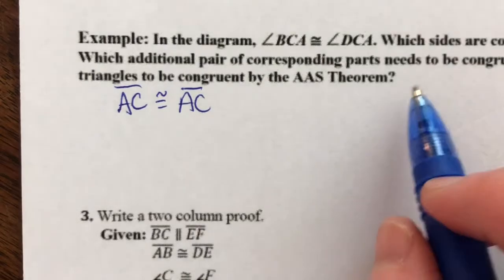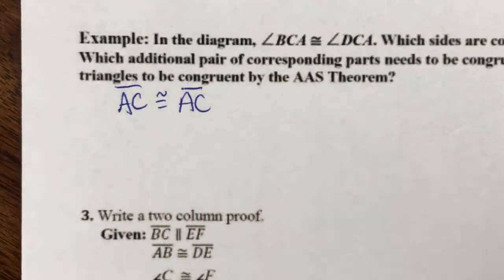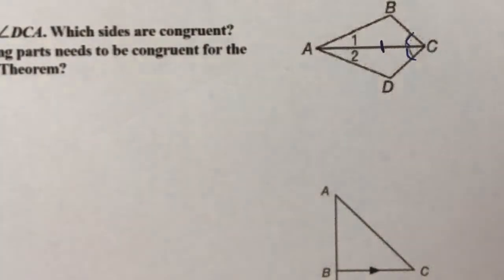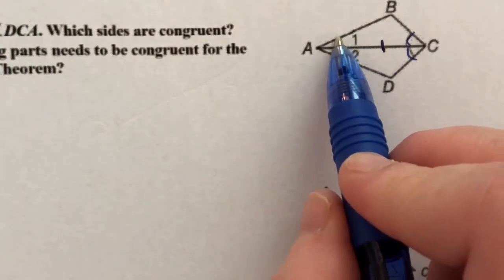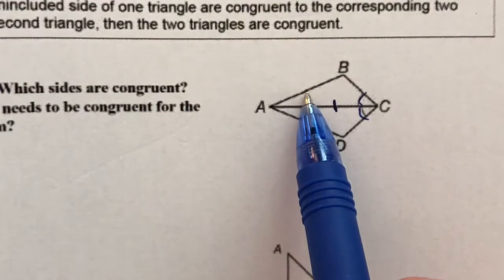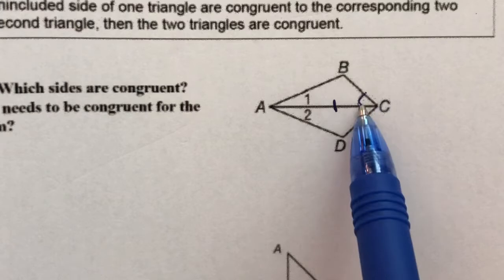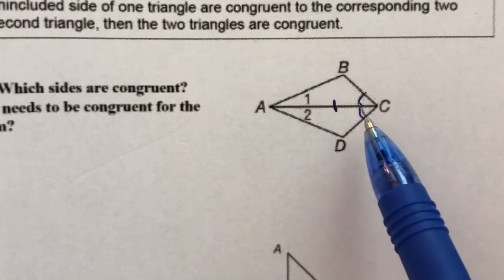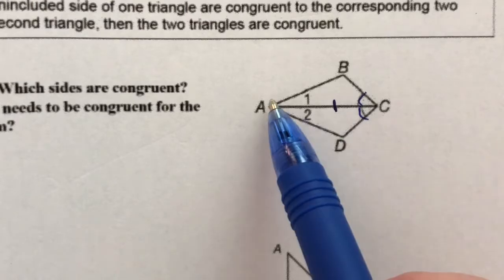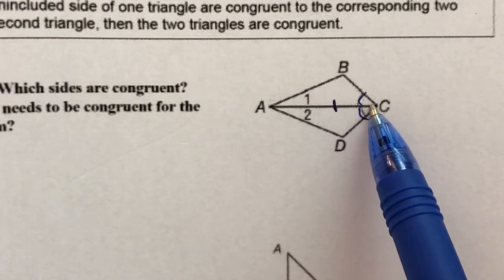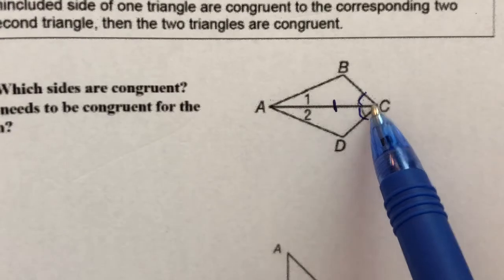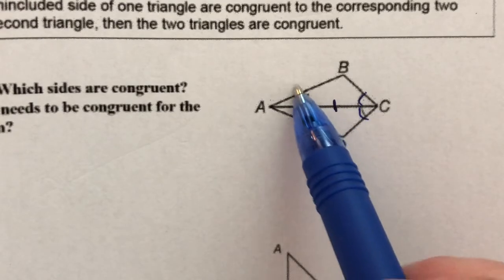And then it says which additional parts need to be congruent. Well, I've got an angle and a side. Now, if I proved this angle congruent, if I said angle 1 and angle 2 are congruent, then I would have angle, side, angle. But I don't want angle, side, angle for this lesson. I want angle, angle, side, right? So this side that's congruent cannot be in between my two congruent angles. So this cannot be one of my congruent angles.